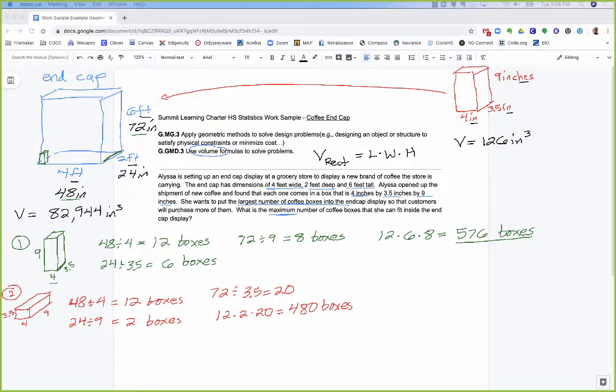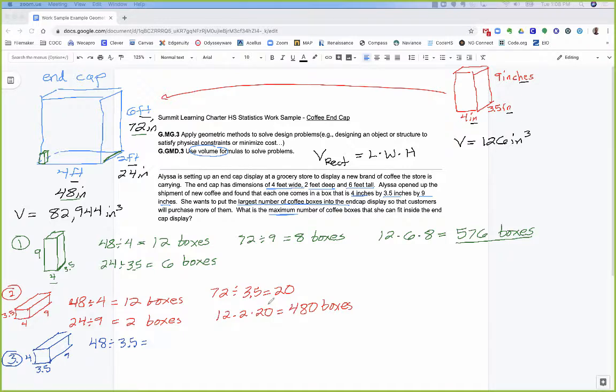Okay, another way I could rearrange the box. I could rotate it. Instead of going 4 wide and up 3.5, let's go 3.5 wide and up 4. So it's a little taller, but less wide. Maybe it'll fit a little bit better that way. Still 9 deep. And let's run through our scenarios. So 48 inches wide. This time I'm dividing by 3.5. And how many boxes can we fit that way?